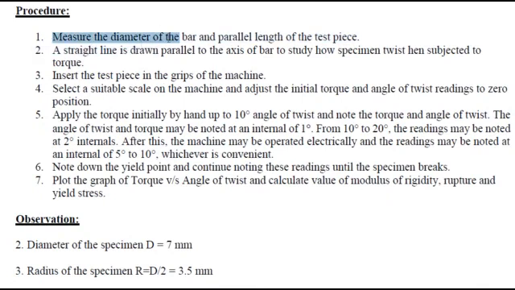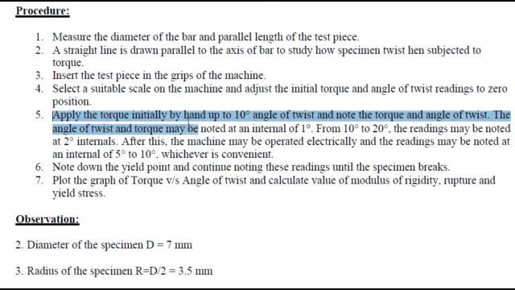What is the procedure to conduct the test? We have to measure the diameter of the bar and its length. And we have to draw one line parallel to the axis to identify the amount of twist that happens after the application of load. Next, we have to insert the specimen in the two grips of the machine. Select a suitable scale. A suitable scale is selected for different types of materials. For mild steel, it will be different. For very hard materials, the scale will be different.